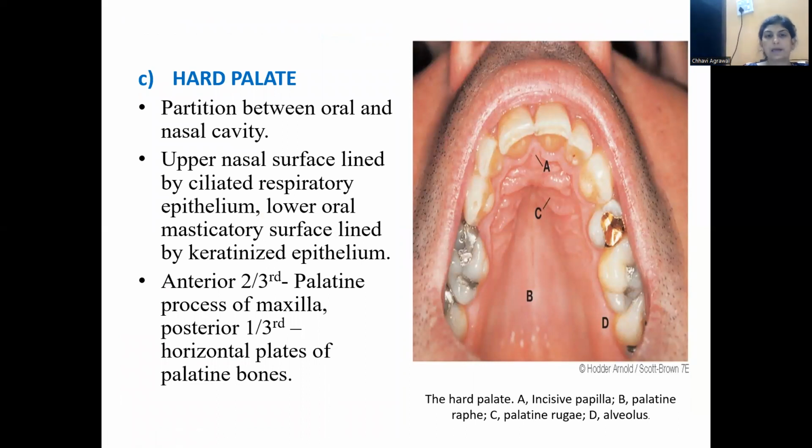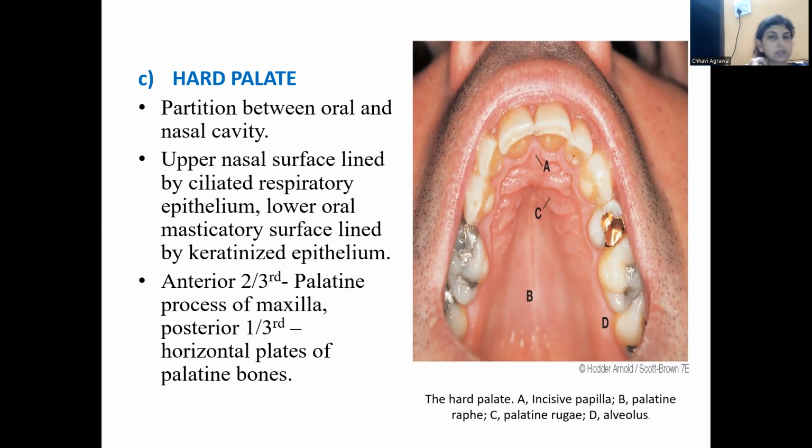Then the palate, which is divided into two: the hard palate and the soft palate. The palate forms the roof of the mouth. The anterior two-third part of the roof of the oral cavity is formed by the hard palate, and it forms the partition between the oral cavity and the nasal cavity.